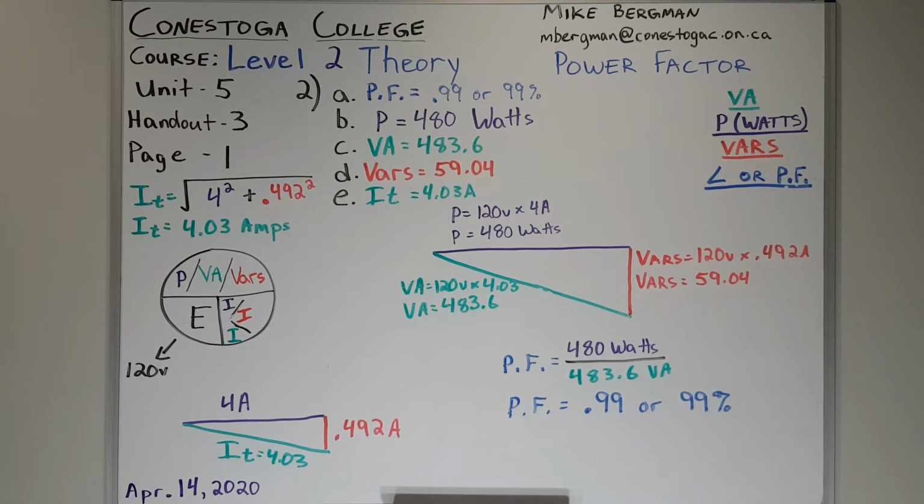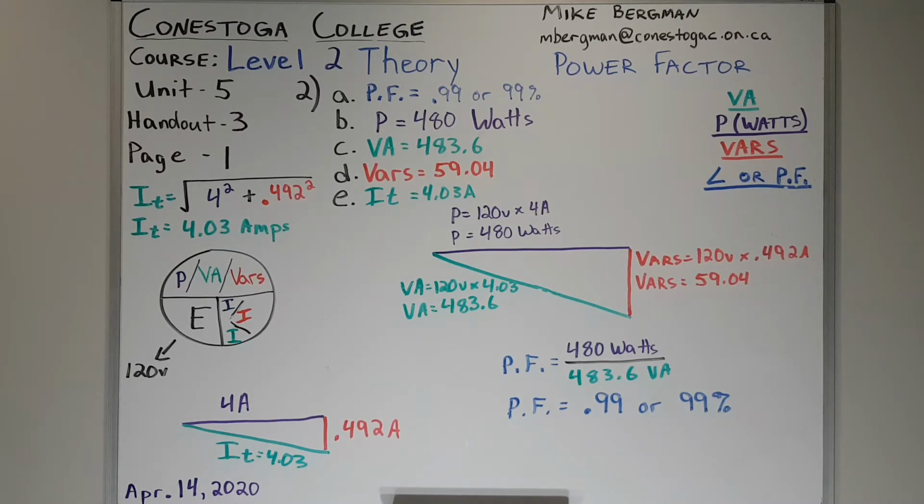IT equals 4 squared, which was our resistor component, plus 0.492 squared, which was IX, a result of IXC and IXL. Square rooted, we get our IT of 4.03 amps. So we can see our VA portion of our circuit compared to our power portion are very close together, which is ideal. That's what we want, which means we are wasting next to no power.